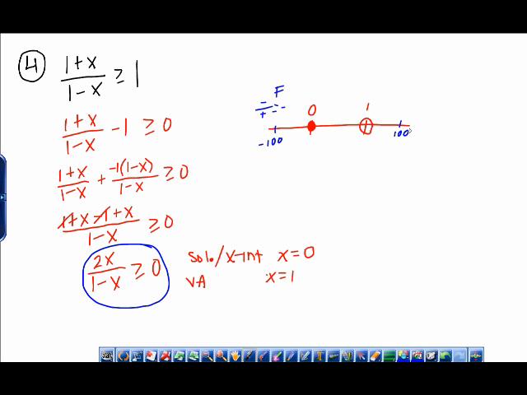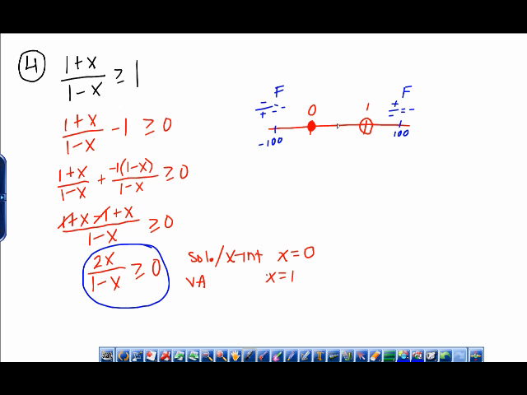Let's plug in 100 over here. And again, any number larger than 1 will do. So I get a positive number on top. I get a negative number on bottom. Again, that's negative, which is false. So you can be pretty sure you are going to shade in the middle.